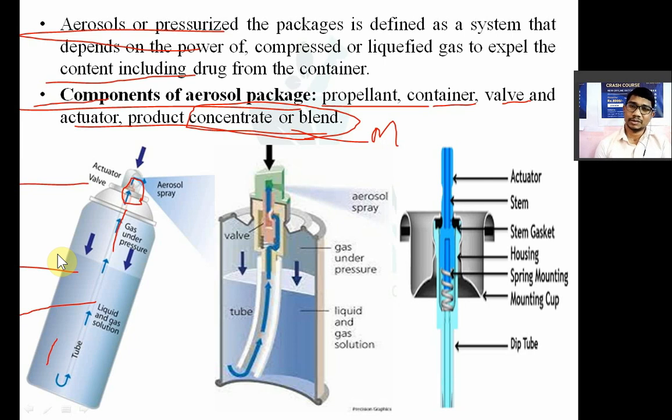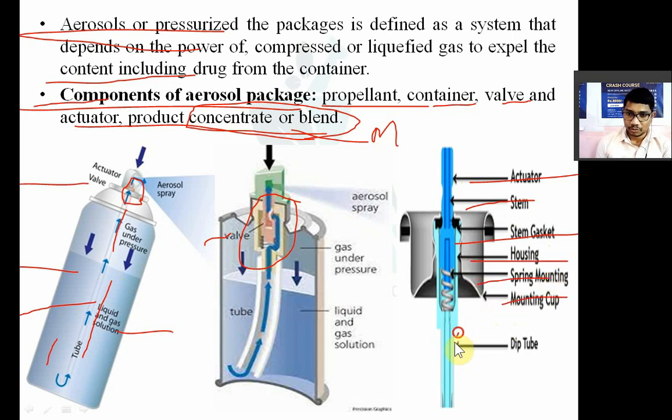So this is a container. This part is known as a container. Now this part is known as a valve. In this valve only you have different parts that we are going to see. This one is known as a dip tube. It is also a part of the valve only. If you magnify that valve, you will find such a structure: actuator, then stem, then stem gasket, housing or body, spring, mounting cap, then dip tube. So these are the components of the valve only.